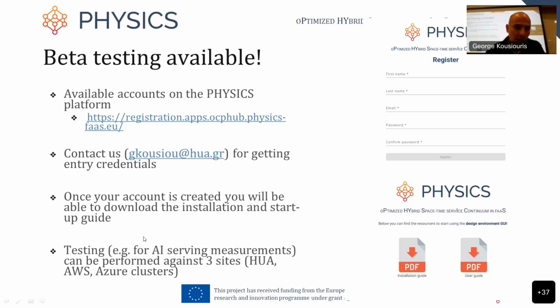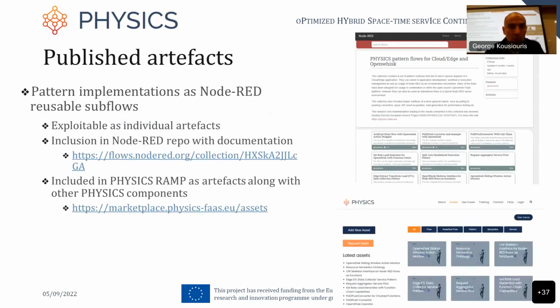So anyone that is interested in porting their AI serving flow and having some results, they are more than welcome to try out the platform. Also, all the artifacts are being published regularly as Node-RED reusable subflows, so you can see them in the following link, and included as artifacts in the project marketplace, along with other physics components like OpenWhisk operators and so on.